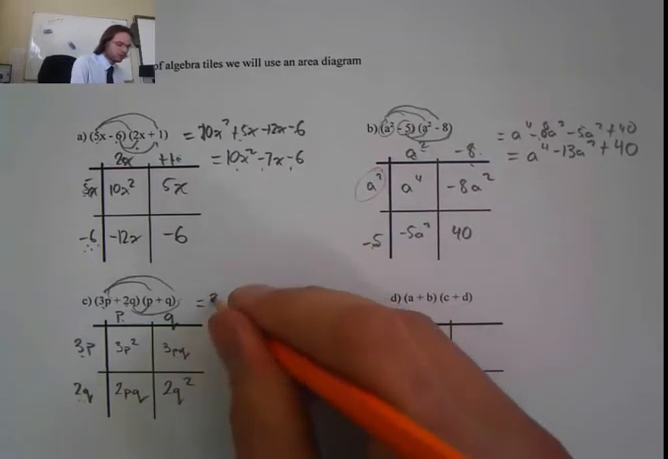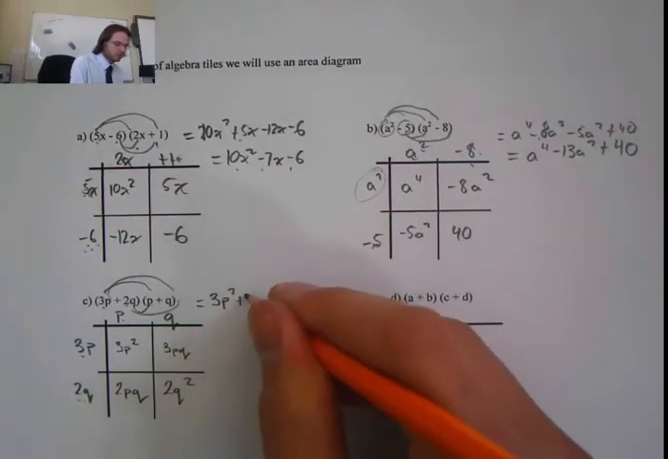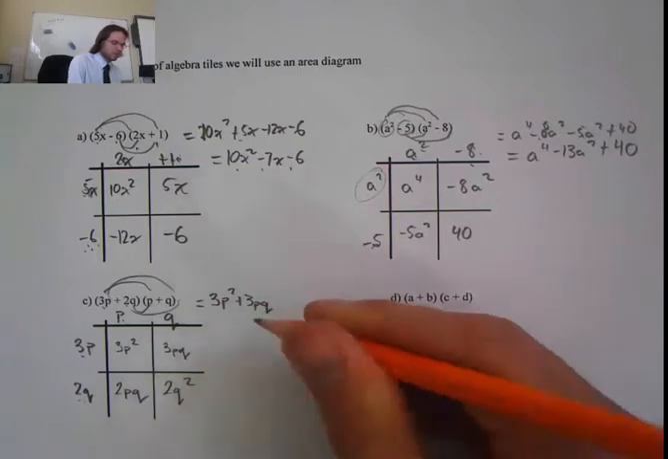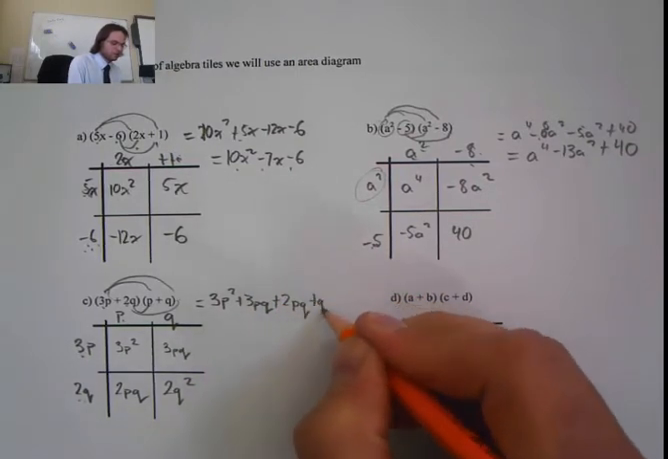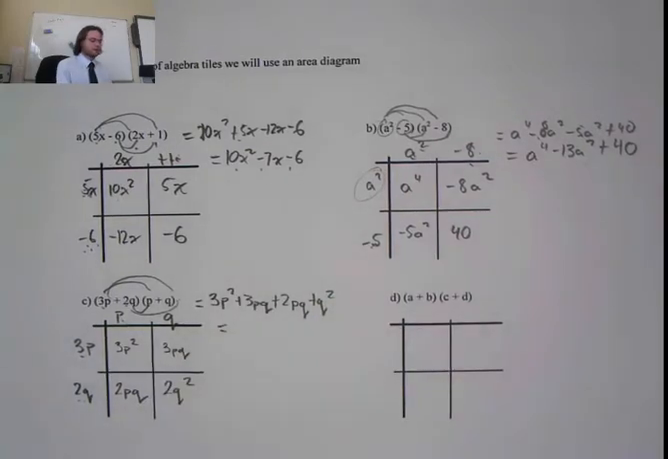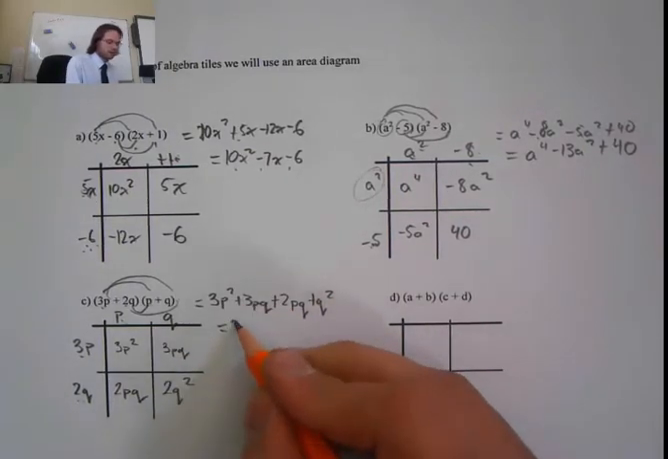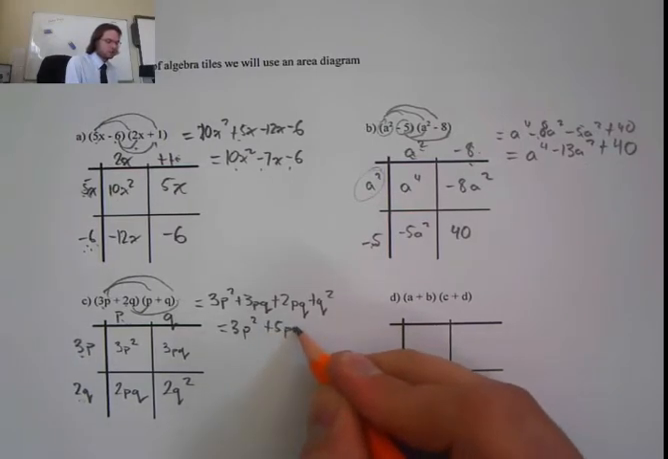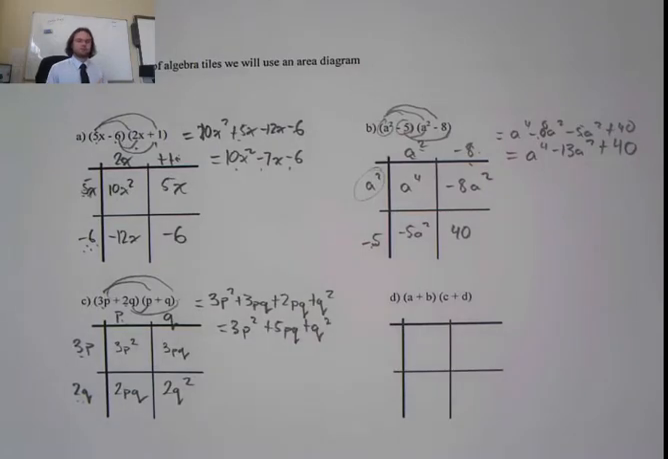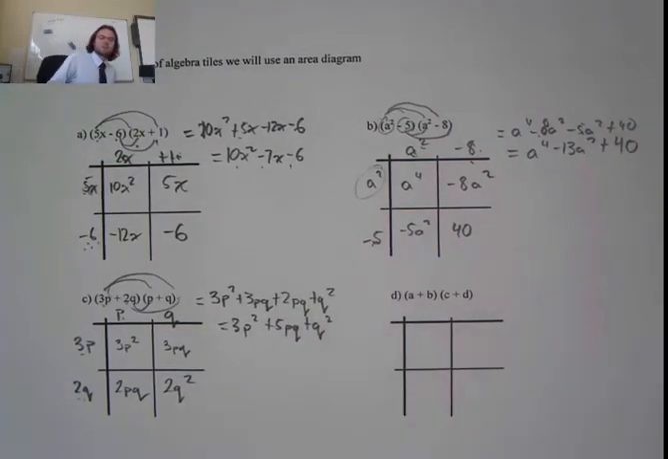So I'm going to be left with 3p squared plus 3p cubed. And then we're going to have plus 2p cubed plus q squared. Okay, combine this all together. I'm going to end up getting 3p squared plus 5p cubed plus q squared. And that's it. Okay, last one here of this style. Hopefully we're getting the hang of this.